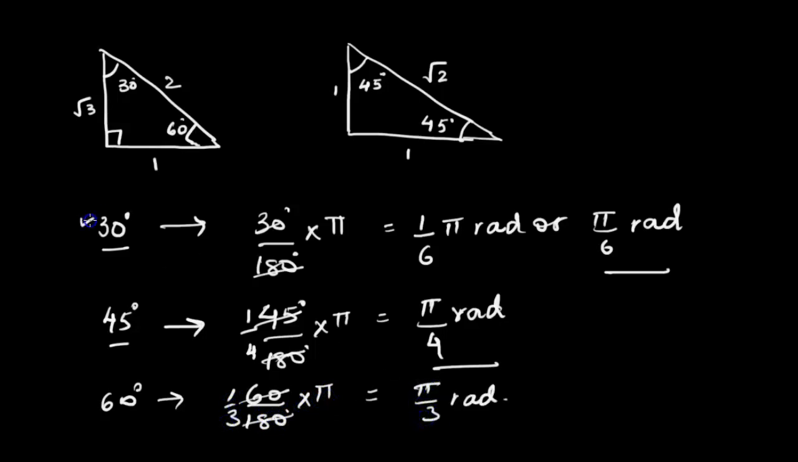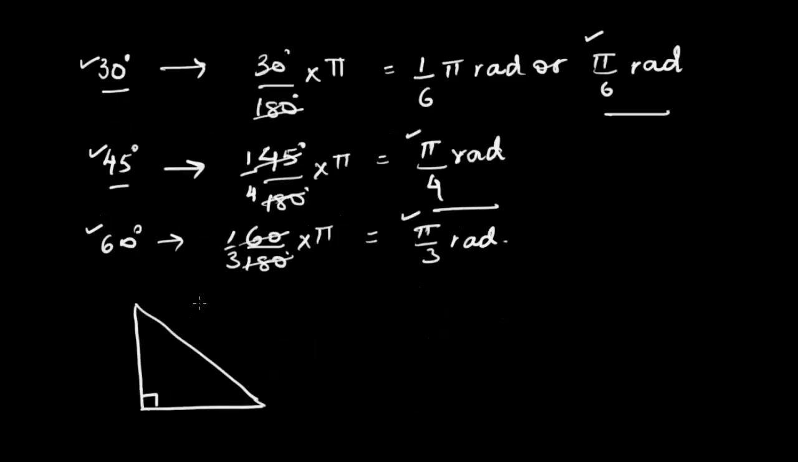So whenever we are given 30 degrees, that can be written as pi by 6 radians. 45 degrees is the same as pi by 4 radians. 60 degrees is the same as pi by 3 radians. Let's use these radian measures and redraw the special triangles.